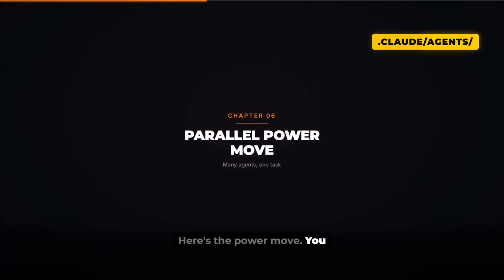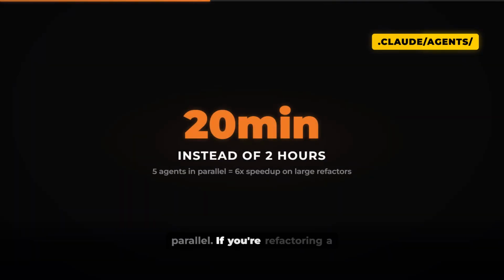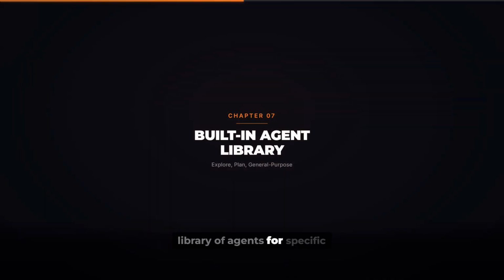Here's the power move. You can run multiple agents in parallel. If you're refactoring a large codebase, you can spawn one agent per module at the same time. Each one works on its piece independently, then they all finish roughly together and hand their results back. What would take one agent 2 hours takes 5 agents 20 minutes. It is the equivalent of throwing more hands at a problem, except the hands are AI and they never get tired.